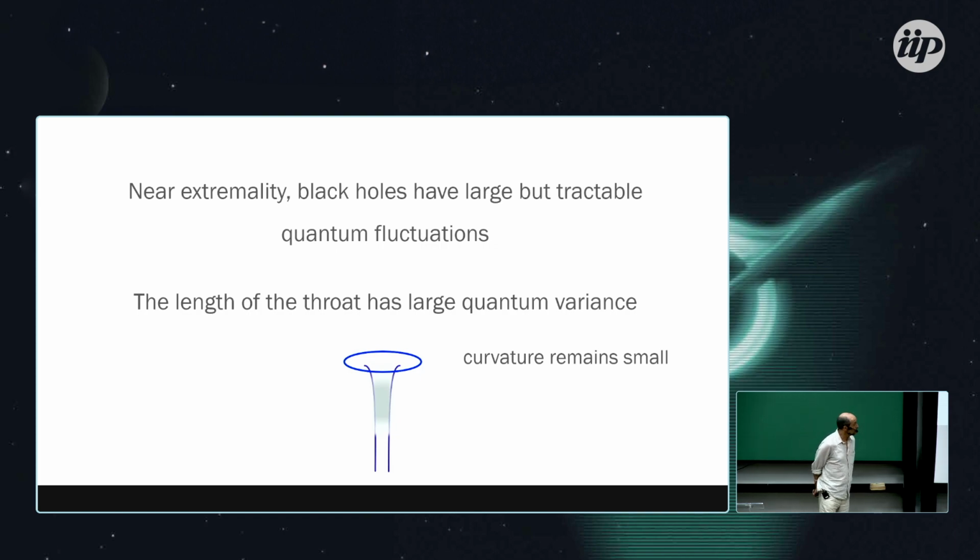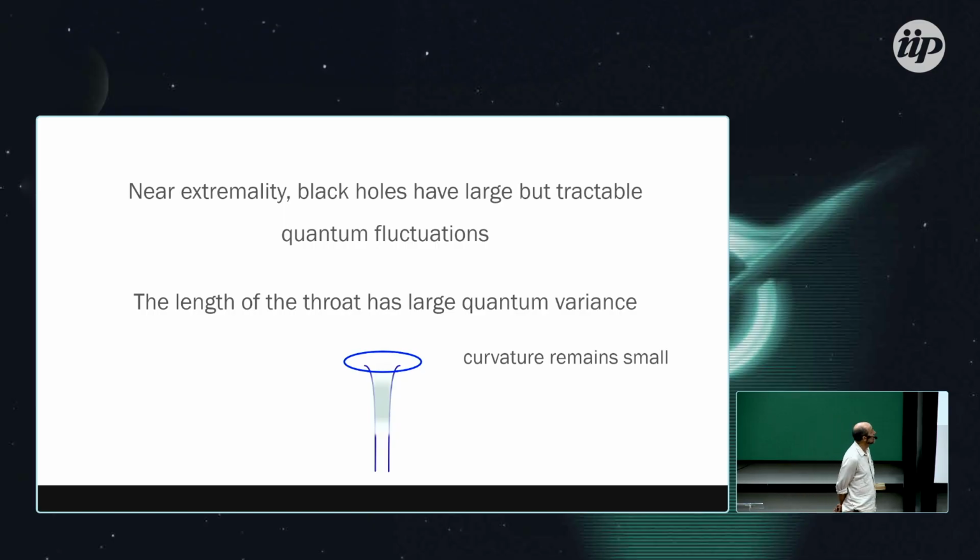But what we've learned in recent years is that we can have situations where we're in a much better position, because we've understood that close enough to extremality, when you have, say, a black hole with a charge, it also happens with rotation, but I will be mostly talking about charged black holes here, these black holes can have large, but still tractable quantum fluctuations in at least part of the geometry. One of the geometrical modes has large quantum variance.